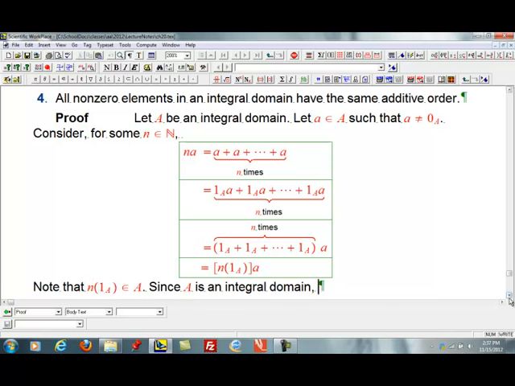Okay, A is an integral domain, so tell me, if this value right here equals 0, then what can I conclude? Either N is 0, or A is 0. Either the first one equals 0.